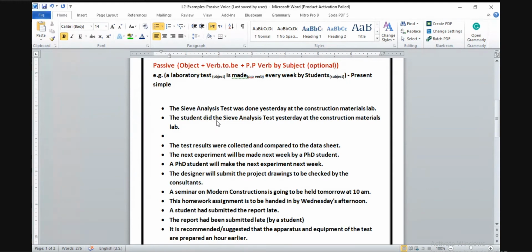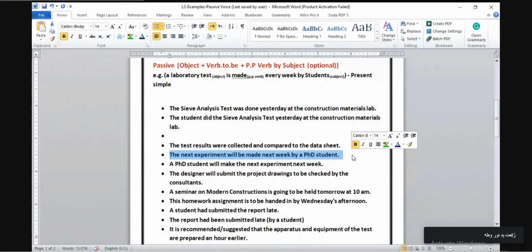Okay. Let's move to another sentence. Let's take this one. Who would like to read this one? Yes, Doctor, I can read. What's your name? Dua Ayad from class C. Dua from class C. Yes, Dua. You can read. The next experiment will be made next week by a PhD student. A PhD student. Good.